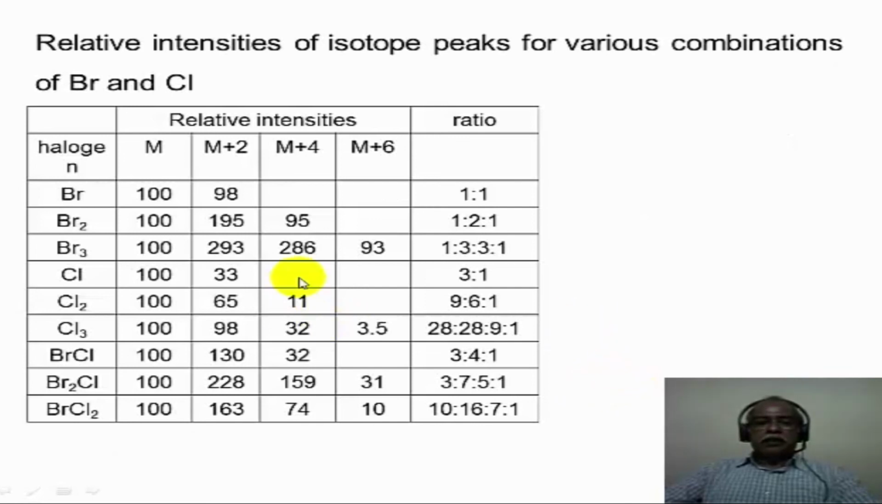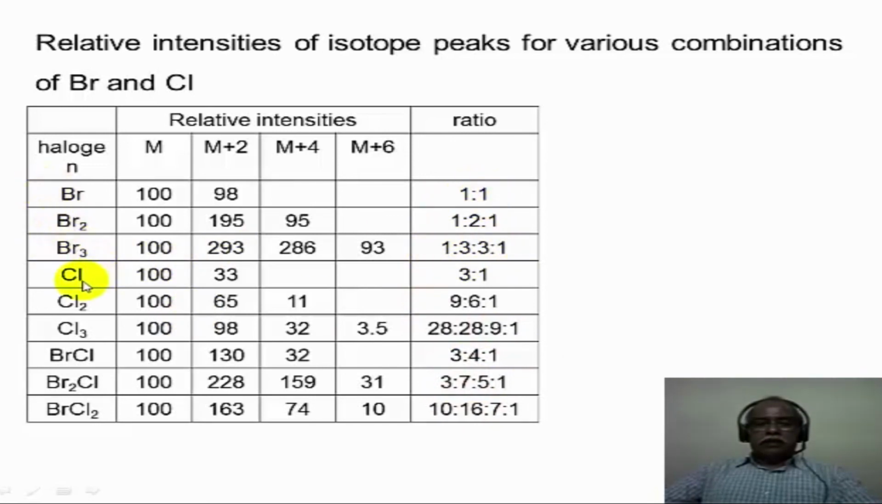Using such a procedure, I have calculated the isotope ratio of the various bromine and chlorine containing molecules. For example, if there is only one bromine, it will be a 1:1 ratio, 79:81 will be 1:1. If there are two bromines in the molecule, the molecular ion peak will be 100, and the ratio of the isotope peaks will be 1:2:1. These are the relative intensities that we are talking about, and the ratios of the intensity are given separately here. So essentially you can see this is a Pascal triangle kind of thing as far as bromine is concerned.